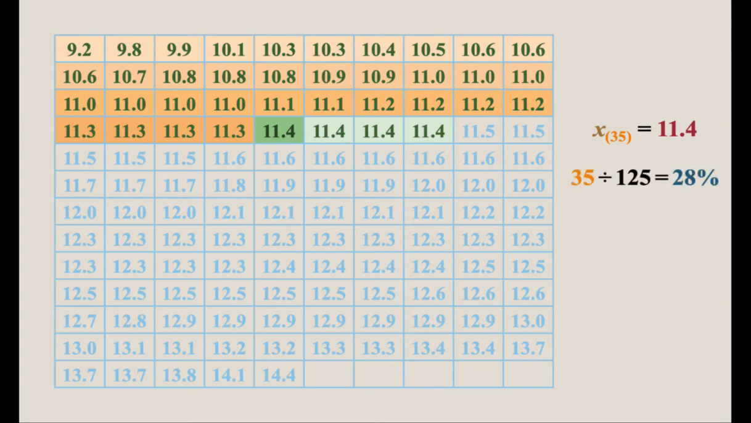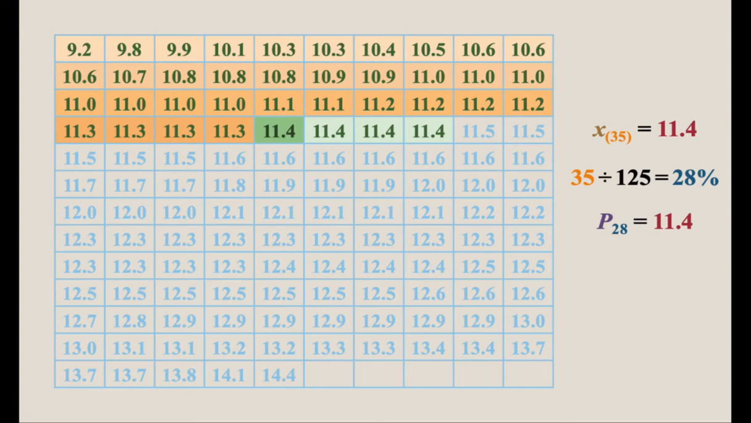We will take this first position value, 35, and divide by the sample size, 125, to get 0.28 or 28%. Thus, we can say that 11.4 is the 28th percentile for this dataset. This means that there is at least 28% of the data at or below 11.4 in the dataset.